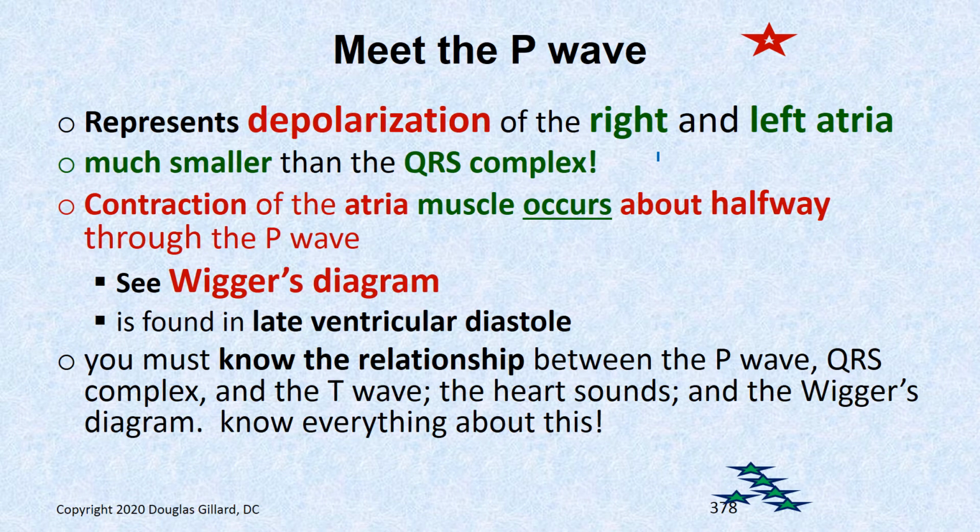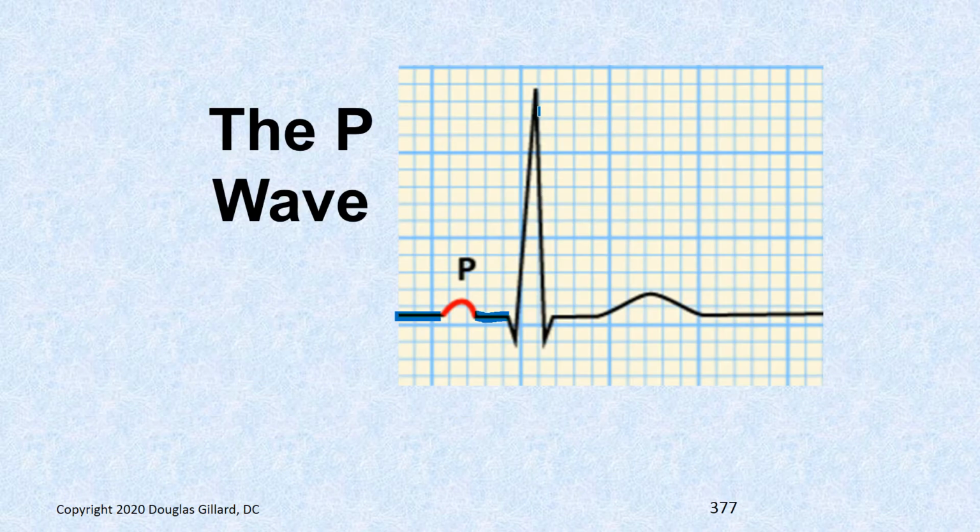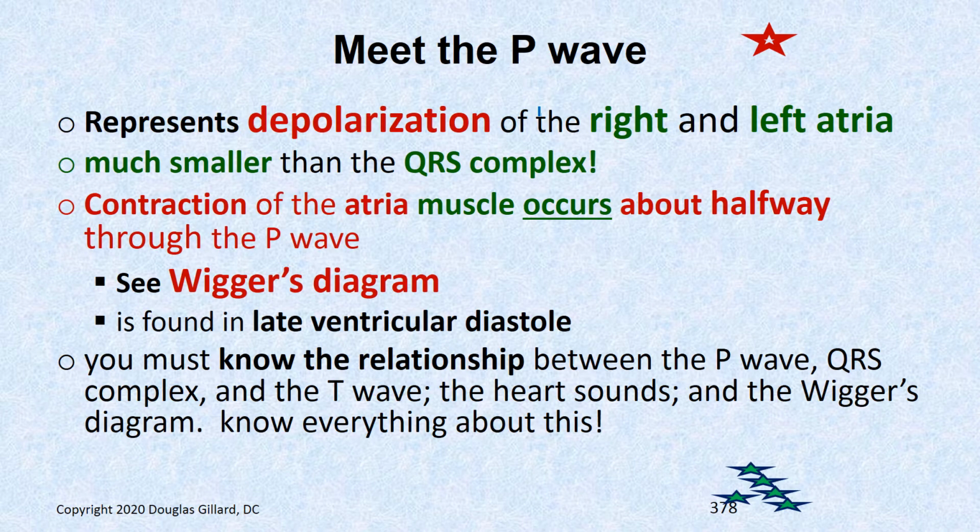All right, so it represents, as I just said, the depolarization of the right and left atria. It's normally tiny, compared to the QRS complex, because the ventricles have many more miles of wiring that have to go through. The more wiring you have, the bigger the wall of the heart, the more voltage will register. You have to push more voltage through.